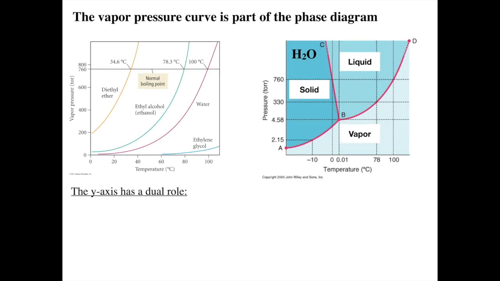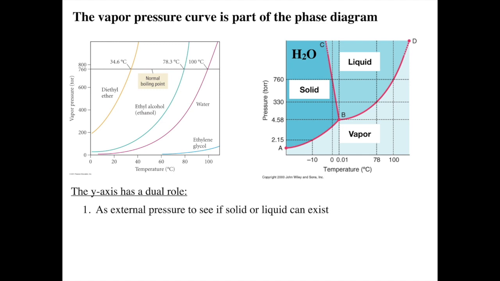We should look at the vapor pressure curve in a little more detail. You probably remember that term, vapor pressure curve. That's the curve we've talked about before. The temperature increases and the equilibrium vapor pressure increases. And these curves are described by the Clausius-Clapeyron equation. Here, the vapor pressure curve in the phase diagram that you see is this same vapor pressure curve for water in this case. I want to discuss this vapor pressure curve, however, because the y-axis has a dual role.